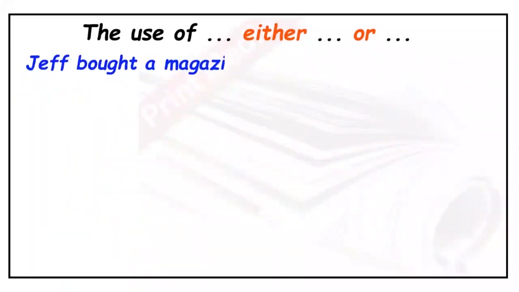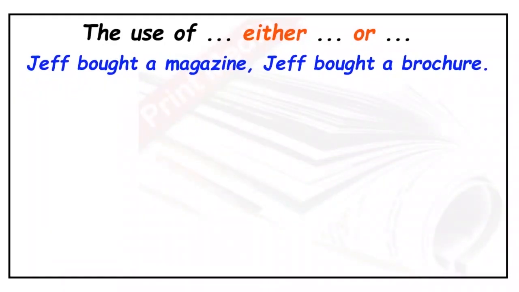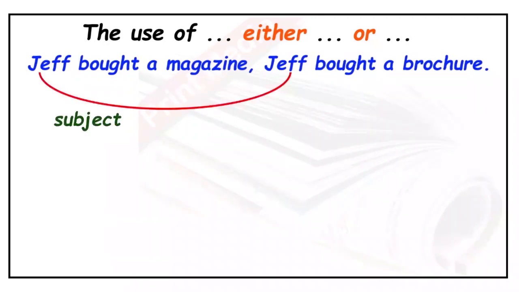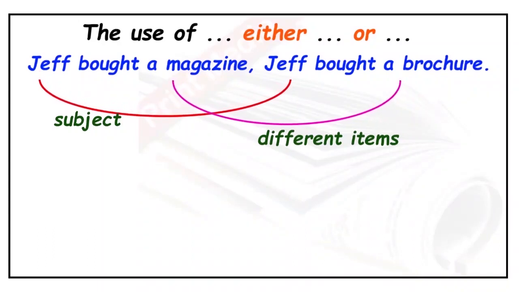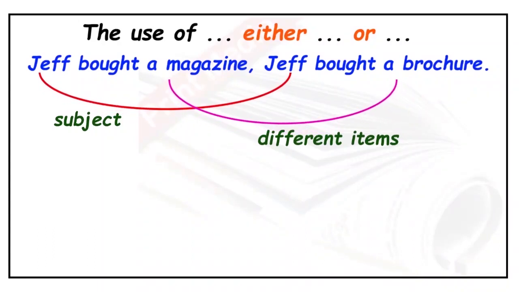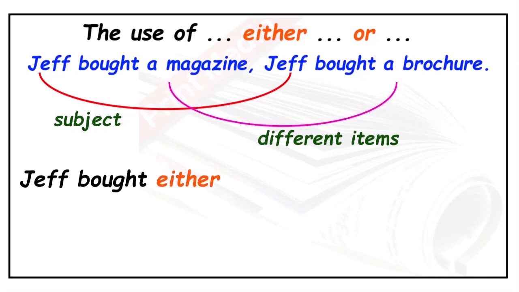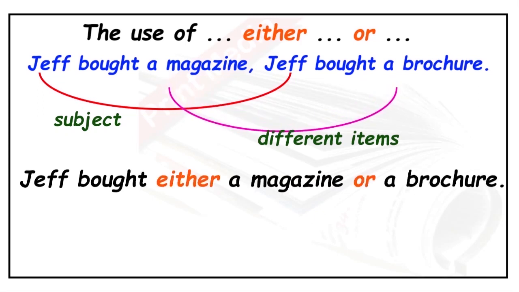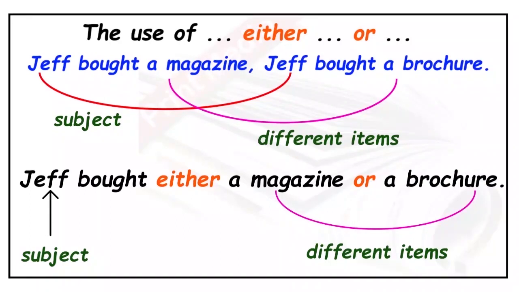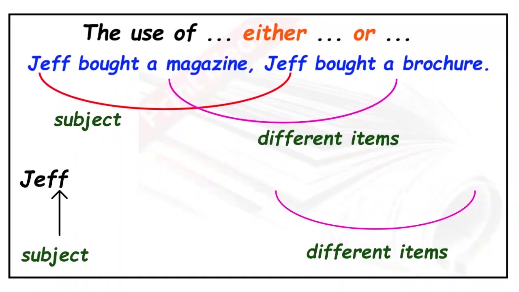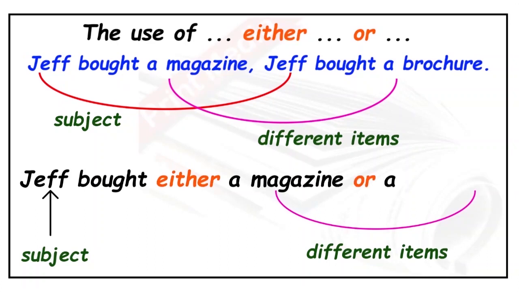The second sentence we can say: Jeff bought a magazine, Jeff bought a brochure. So which means we have Jeff appearing in both sentences, but buying different items, different commodities, different activities. Are we together? There we shall say, Jeff bought either a magazine or a brochure. So which means we have Jeff as our subject, but buying different items. So we shall say, Jeff bought either a magazine or a brochure.